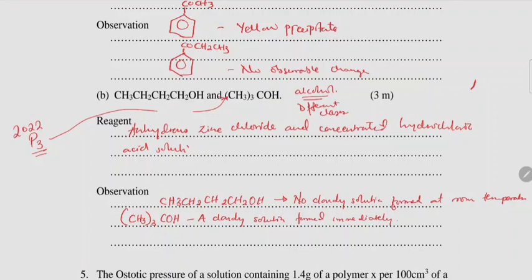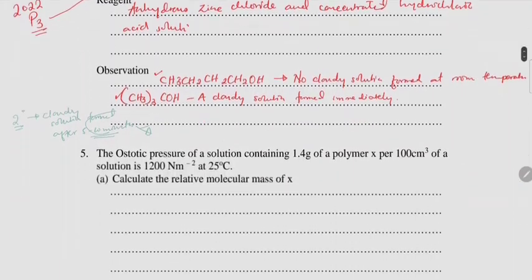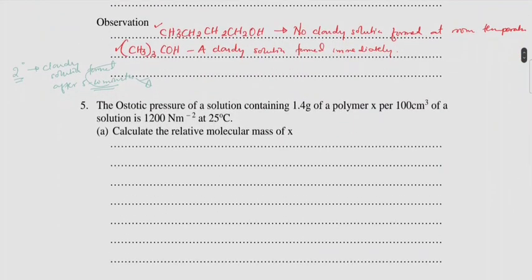Now this one is about primary and tertiary. What about a secondary one? So let me just write a side note here. Secondary, we are going to have a cloudy solution formed after 5 to 10 minutes. This one you can use in theory, but in practical you have to specify a particular time because they expect you to be doing a practical with a clock. You cannot put a time range there.